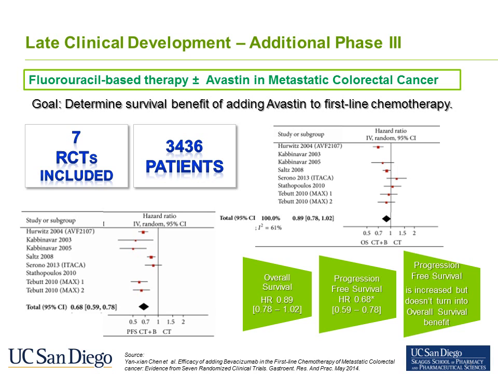In this meta-analysis, 7 randomized controlled trials were included, which consisted in total of 3,436 patients. The results are shown in the tables. On the right-hand side, it is shown that the overall survival is not statistically significantly improved. The hazard ratio for overall survival is 0.89 with a confidence interval of 0.78 to 1.02. So this is not statistically significant.